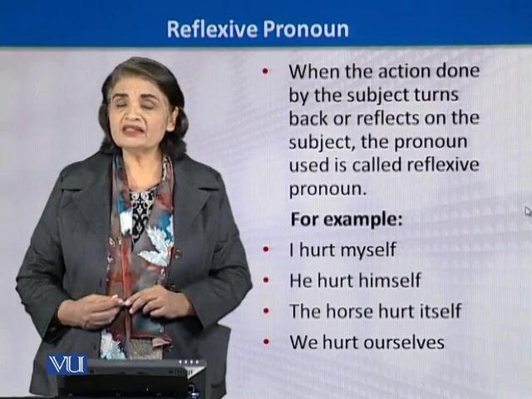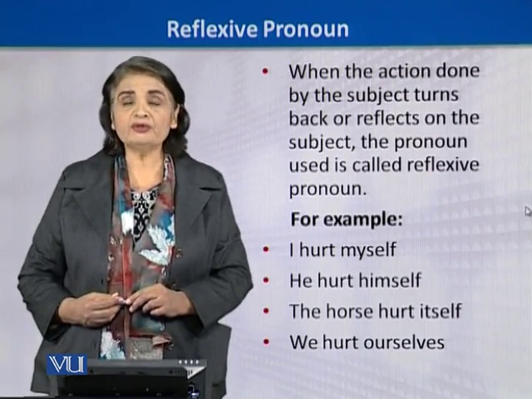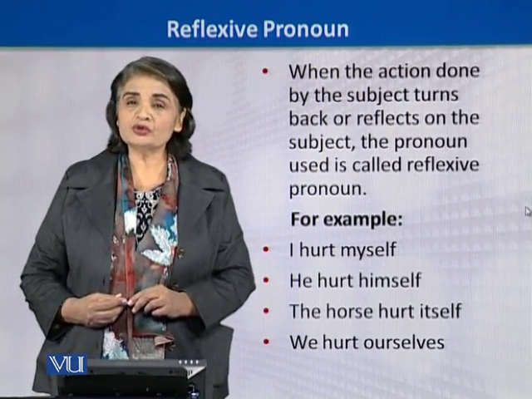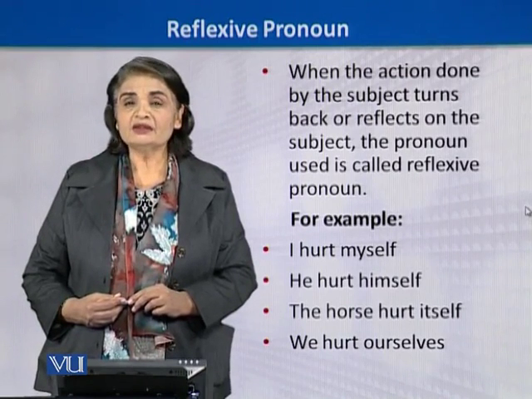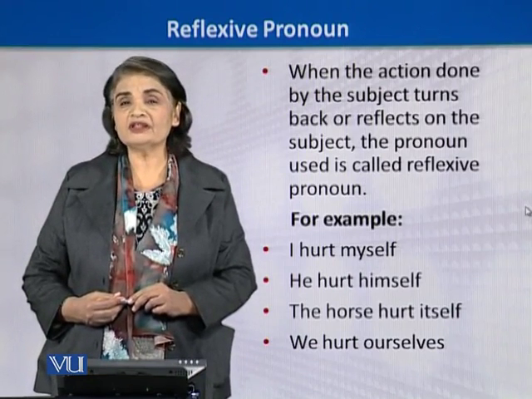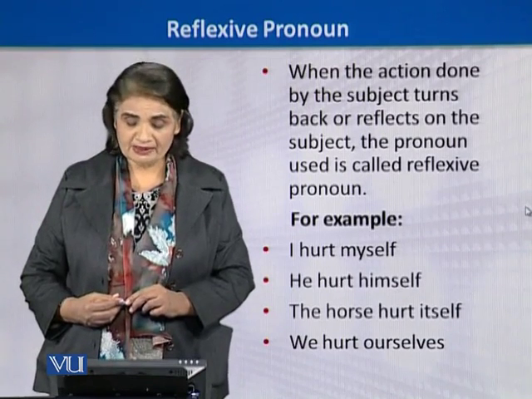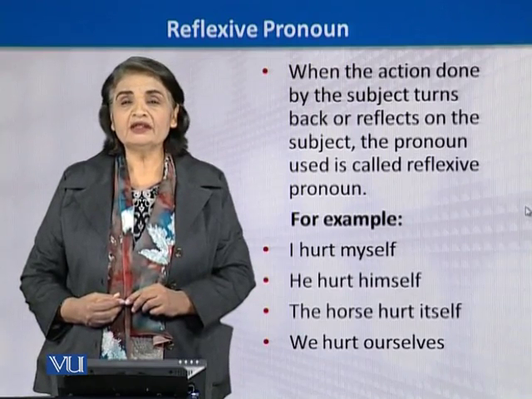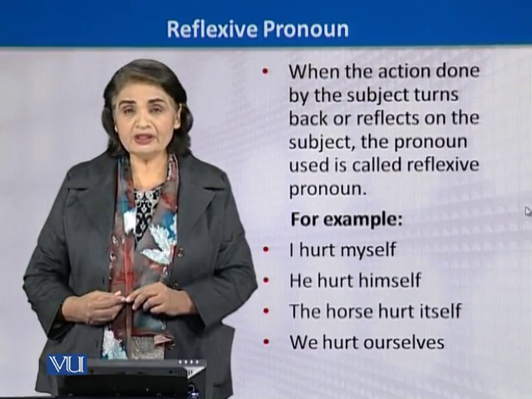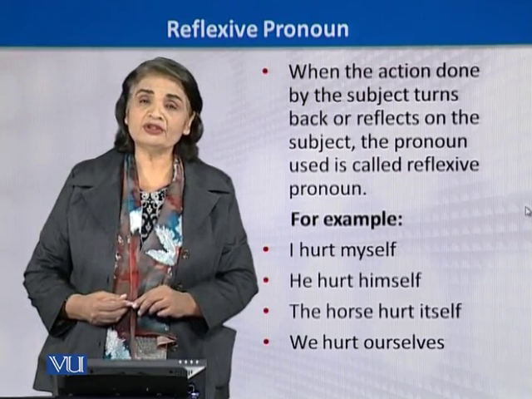For example, I hurt myself. So, myself would be the reflexive pronoun of the pronoun I. I is also the subject and it is also the pronoun. But myself is going back to the pronoun I, and so it is created as a reflexive pronoun of I and becomes myself. Similarly, he is the subject and he is hurt. So, the action is hurt, it goes back, it reflects back on he.